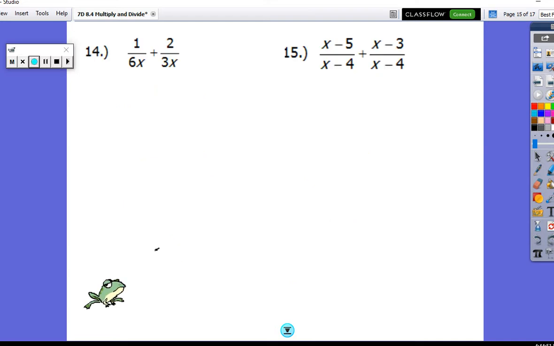Alright, here, what's my common denominator? Well, the common denominator between 6 and 3 is 6. So I'm going to have 6x on both because they both have an x. So I don't have to multiply anything. What do I need? Nothing. Alright, I've got 3x and I want to get 6x, so that means I'm going to multiply by 2. So this becomes 4 on the top. So I'm going to add my numerators, keep my denominators.